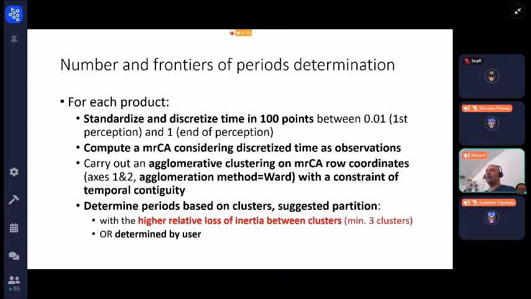And finally, we can determine periods based on clusters, with the suggested partition being the one with the highest relative loss of inertia between clusters, with a constraint of a minimum of 3 clusters. An alternative being, as with all clustering, a number of clusters determined by users. I highlighted this sentence in red because maybe it is not the best way to determine the clusters, but for the moment, I do not have a better approach.